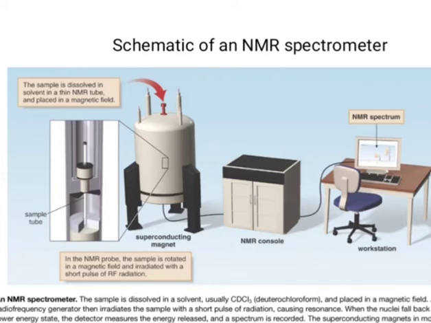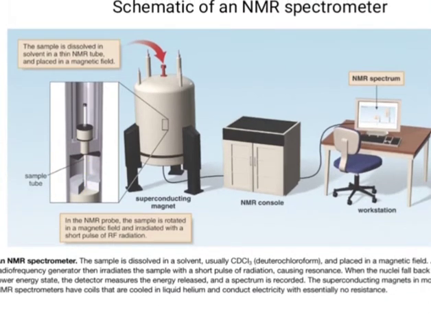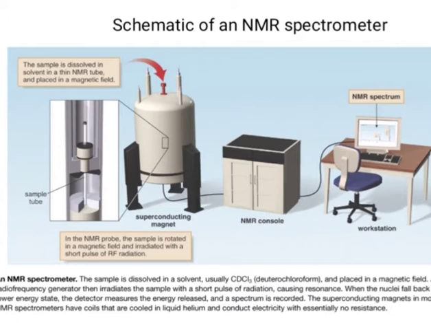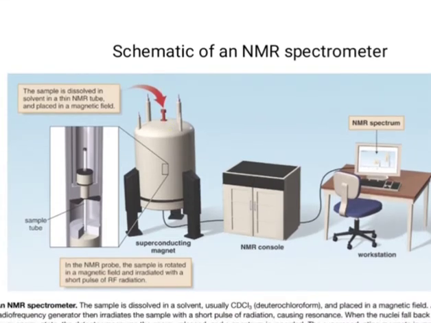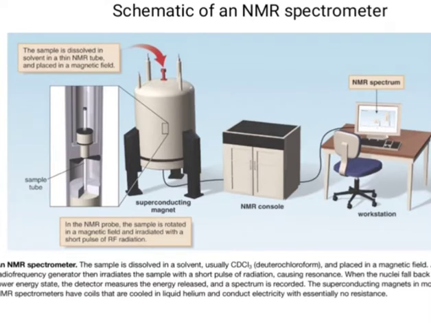Then the view diagram of the sample tube is like this. This is the red colored component in which we are going to put the sample. Its view is like this. This is the sample tube. A capillary-like structure is seen in this diagram, and this is the sample tube in which the sample is kept. And this sample is kept in the magnetic field. A radio frequency generator then irradiates the sample with a short pulse of radiation.